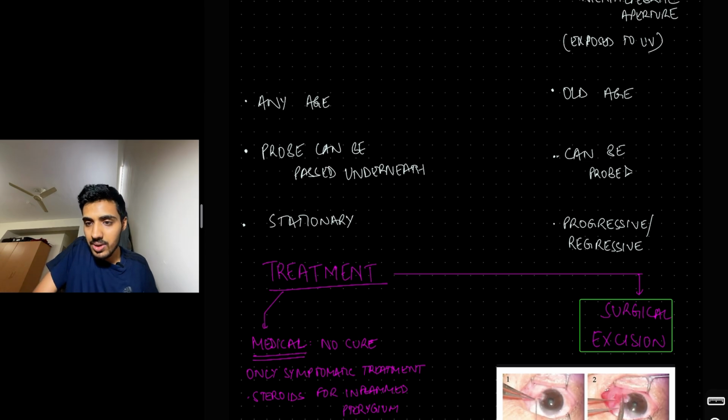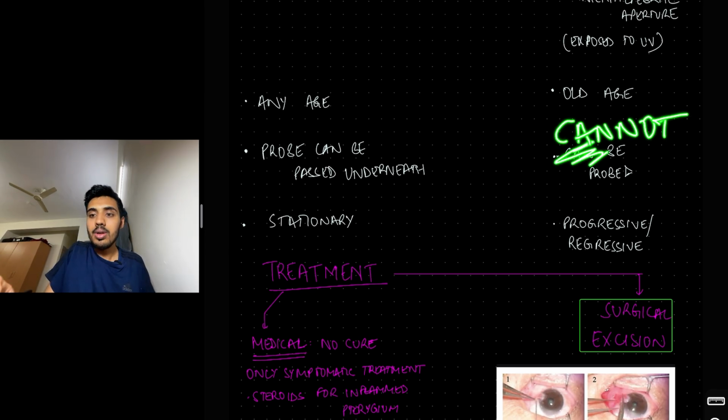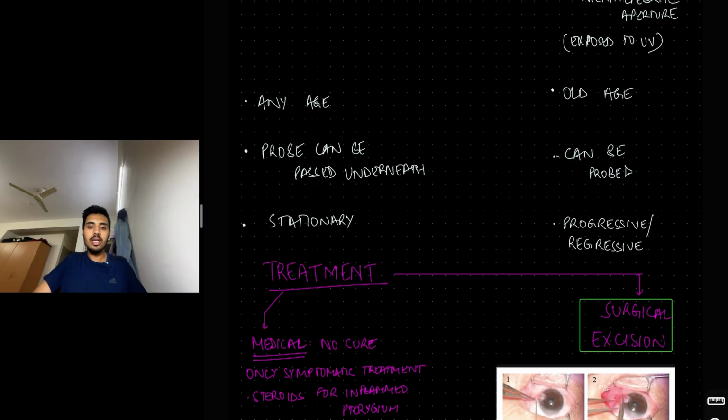Okay, here I made a mistake. This is cannot be probed. You cannot pass a probe underneath the pterygium. Let me just correct it. Cannot be probed. Yeah. So that is pterygium.